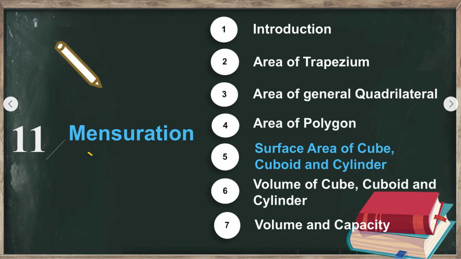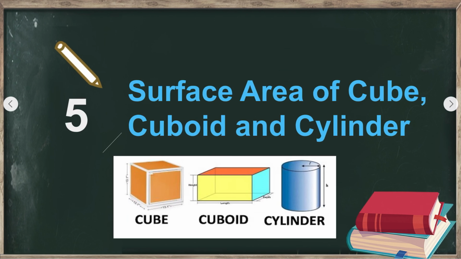Chapter number 11, Mensuration, is divided into a total of 7 subtopics, out of which we have already covered the first 4 subtopics in the previous sessions. Today we will be looking at subtopic number 5, which is the surface area of cube, cuboid and cylinder. So let's start. Our topic for today is the surface area of cube, cuboid and cylinder.